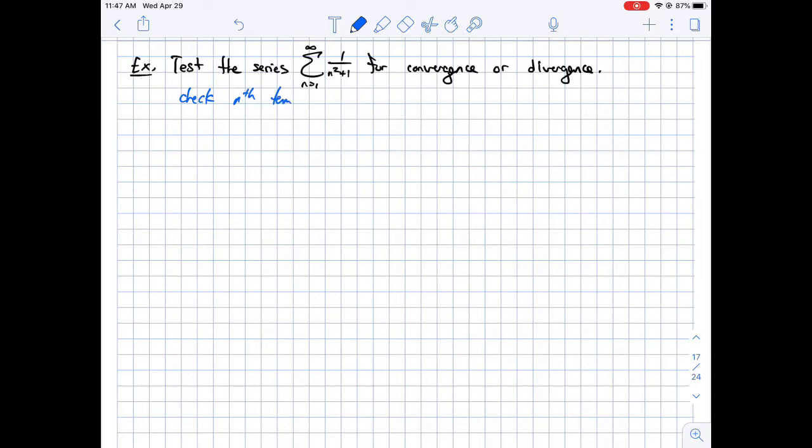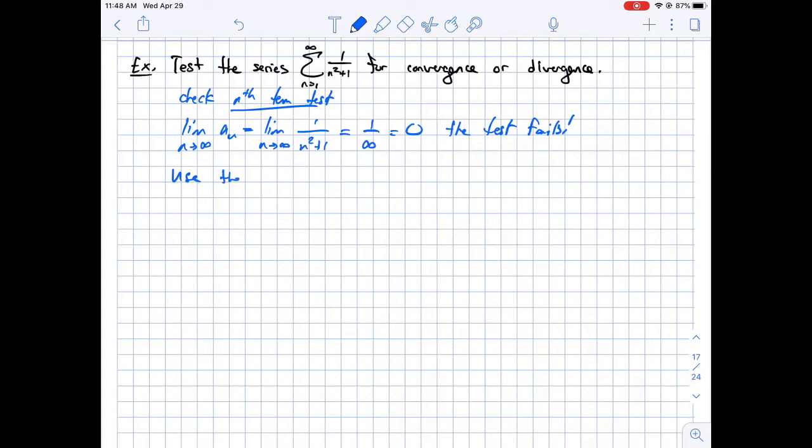The nth term test: what we're really doing is looking at the limit as n goes to infinity of a_n, and normally I would just do this in my head. You don't need to write this down because it's going to be clear in a moment that this limit is going to be 0. And if you think about it for a second, the nth term test says that if that limit is 0, that's unfortunate because then the test fails. The test is inconclusive. So for us, the nth term test is not going to work. Instead, what we're going to be doing here is using the integral test.